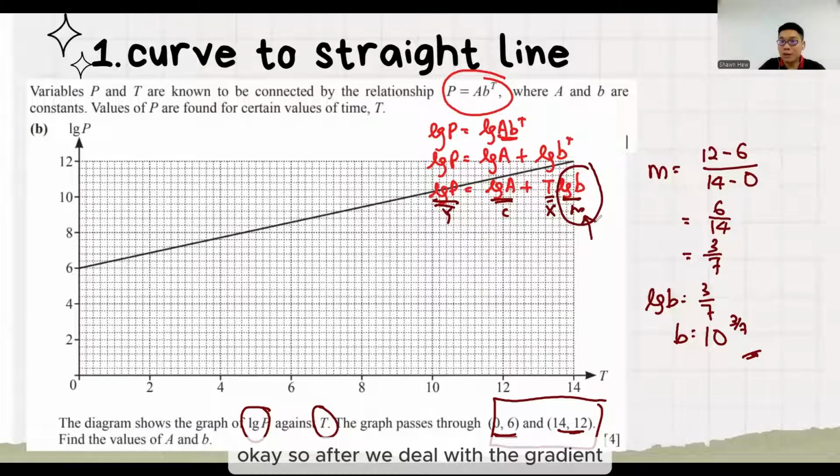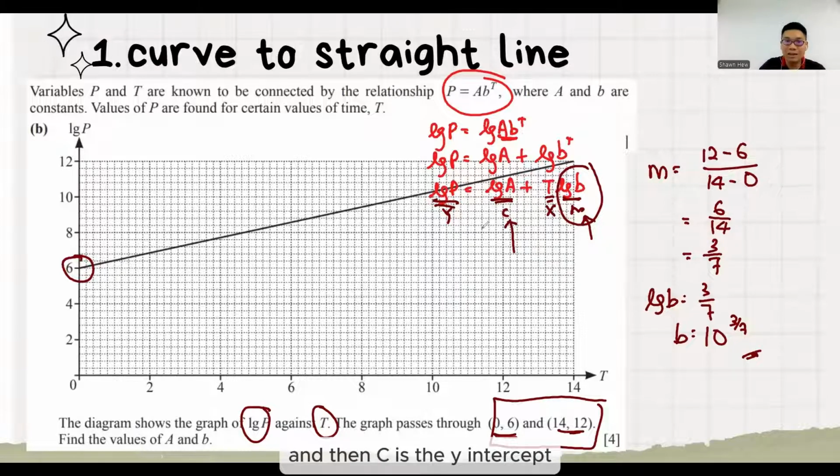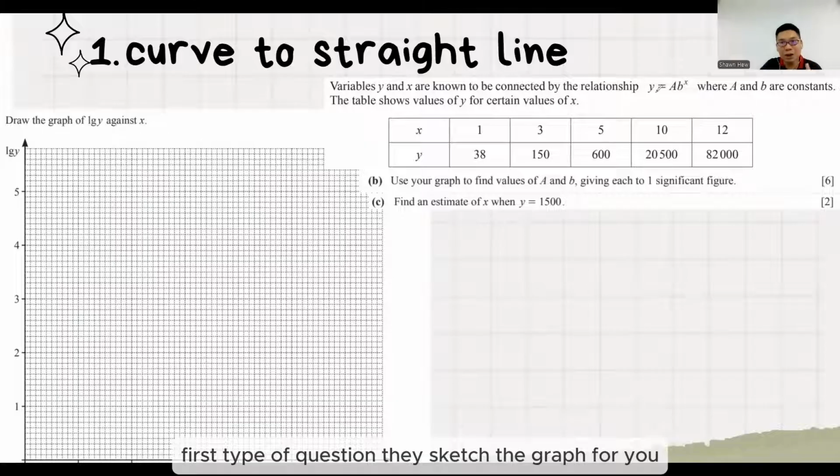Okay, after we deal with the gradient, then we can deal with the C. For this graph, they clearly show you the y-intercept is 6. And C is the y-intercept. So we can confirm LGA is 6. So A is 10 power of 6. Done. First type of question, they sketch the graph for you.